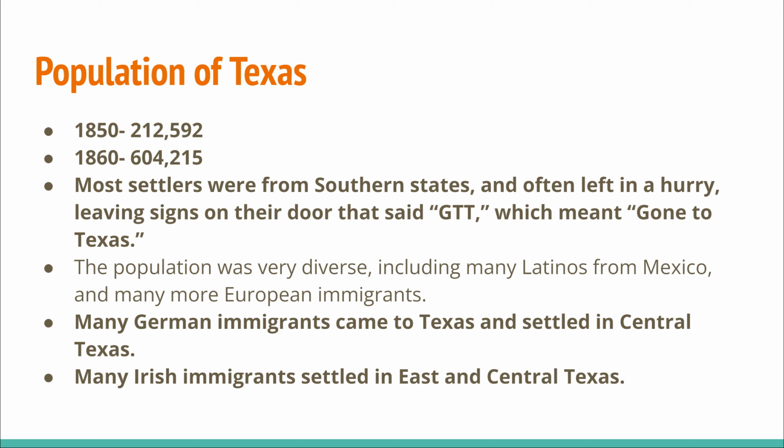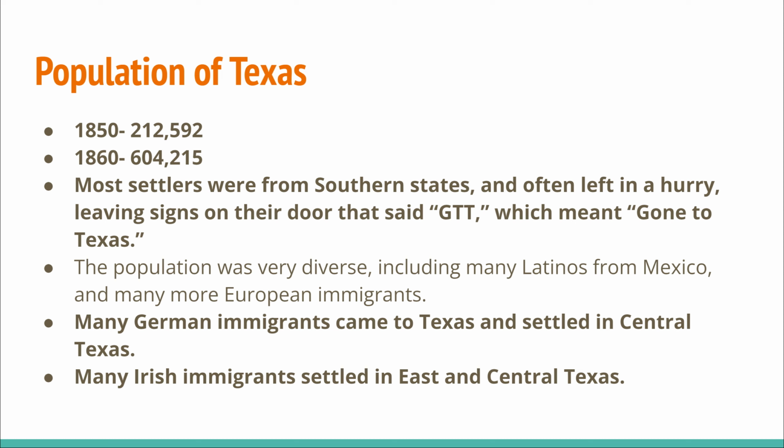A lot of settlers were from southern states. Most of the people that move to Texas are going to come from other places in the South, like Louisiana, Mississippi, and Georgia. A lot of times these settlers are going to leave signs on their house that say GTT, or Gone to Texas. The population was very diverse.